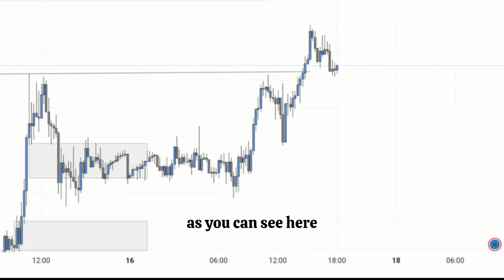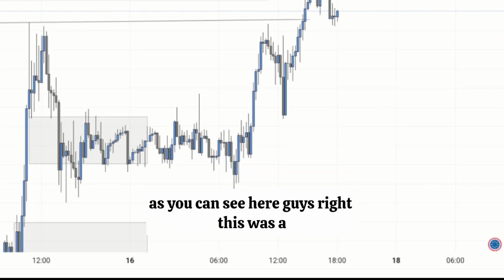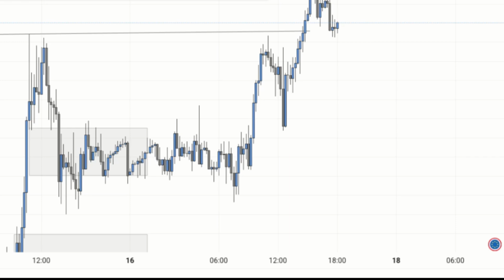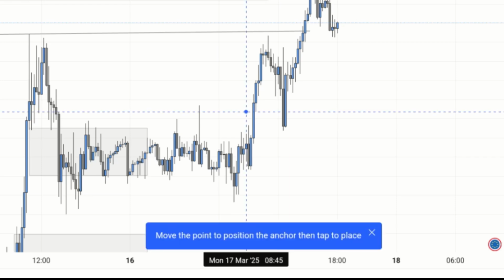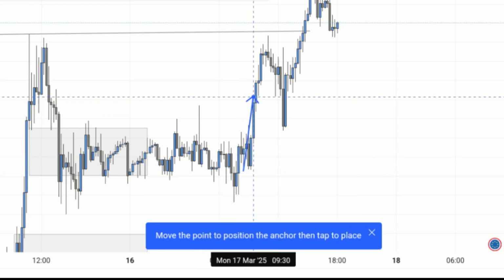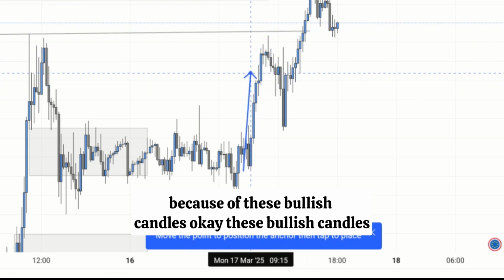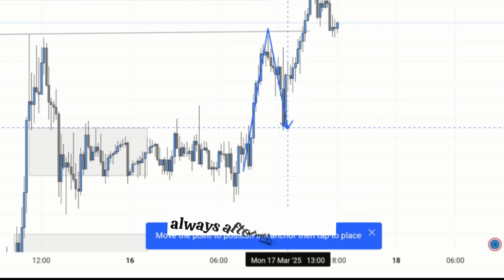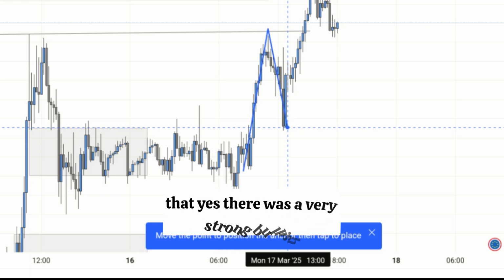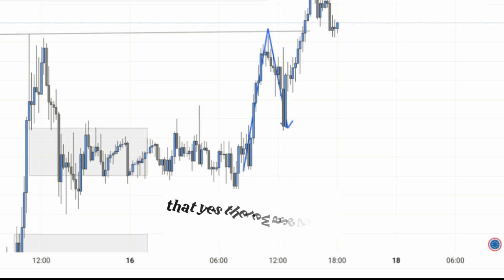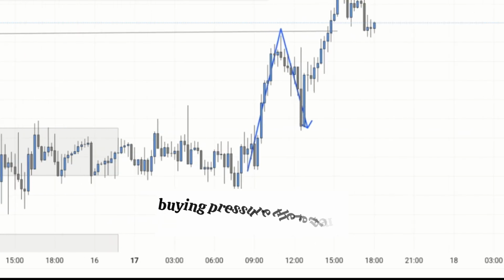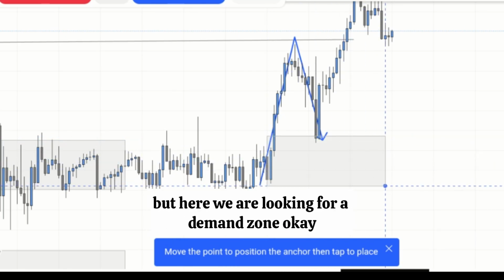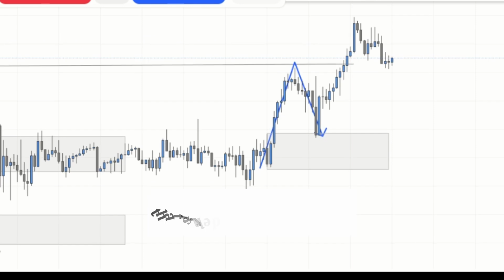Okay, now as you can see here, guys, this was a very strong buying pressure right here. It was a very strong buying pressure because of these bullish candles. That's why you saw the market coming back, after identifying that there was very strong bullish buying pressure there, which is a demand zone. You can also call it an order block, but here we are looking for a demand zone. Okay, that is the demand zone.